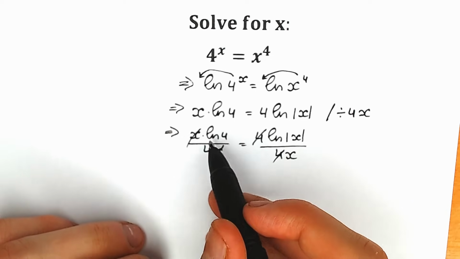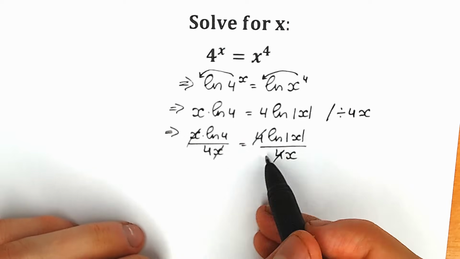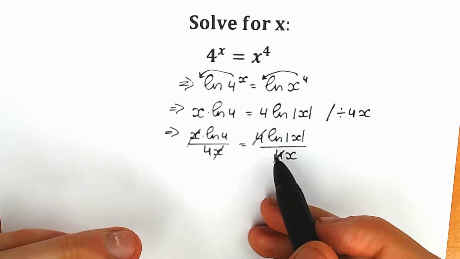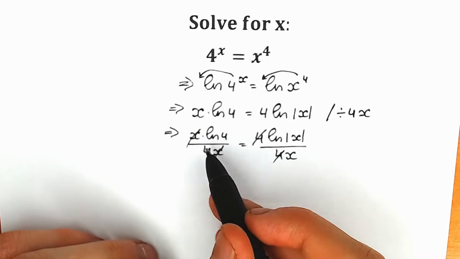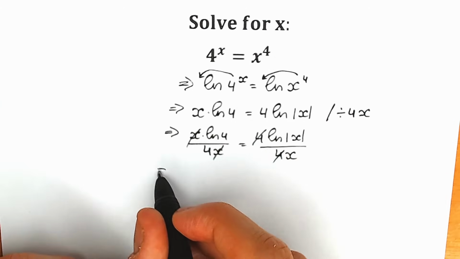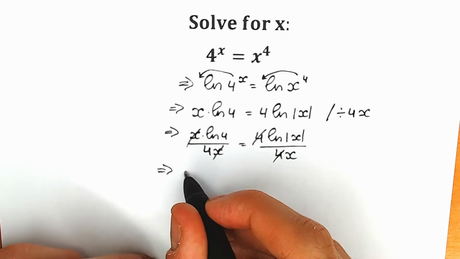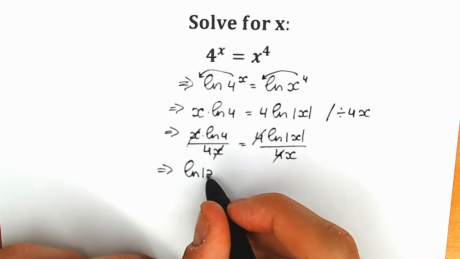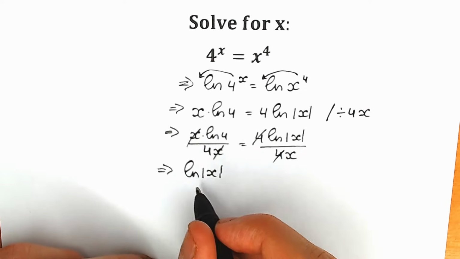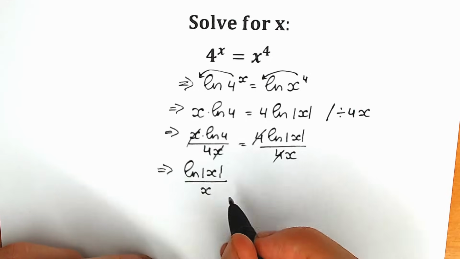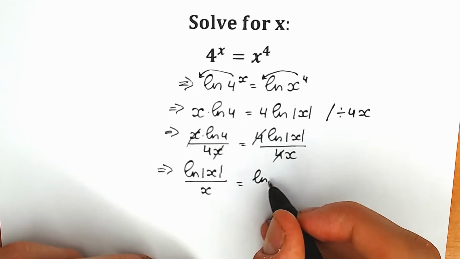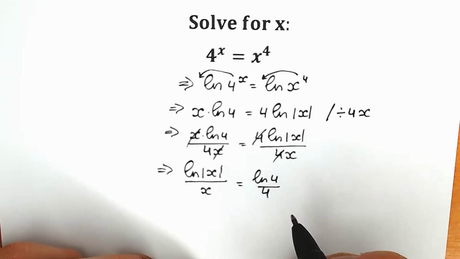And of course, we will have our constant on the left side and our variables on the right side. But we prefer our variables on the left side and our constant on the right side, so I want to change position. Our final expression will be the next one: natural log of absolute value x over x equal to natural log 4 over 4.